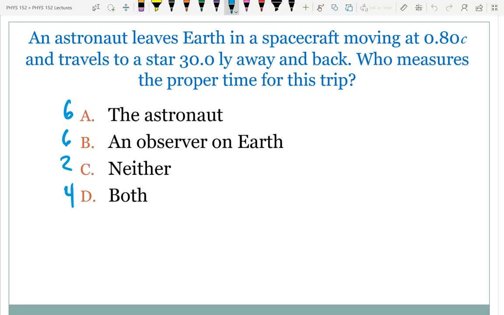I know it's kind of a ridiculous question, but yeah. The 45 is shorter than 75. So that means if one of those is the proper time, it's going to have to be the person that's the astronaut.